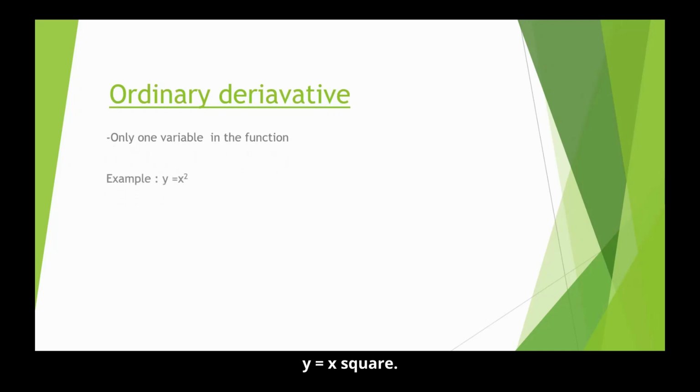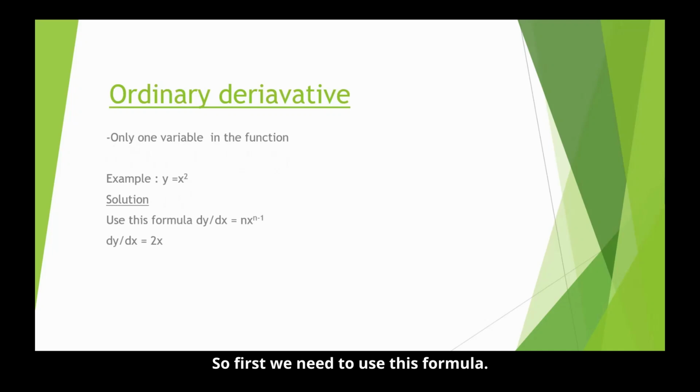y equals x squared. So first, we need to use this formula: dy/dx is equal to n x to the power of n minus 1. So the n is the power, which is 2. So we just need to put the 2 in front of the x, and then the power of 2 minus 1. So it becomes 2x.